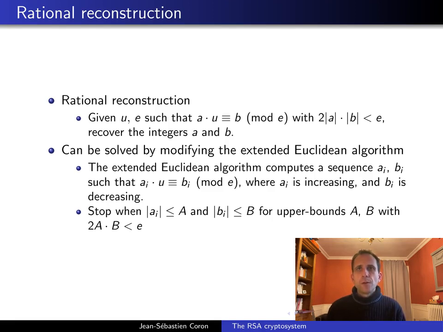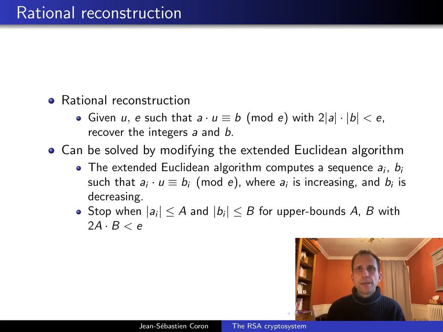The problem is the following. Given some integers u and e, such that a times u is congruent to b modulo e, we want to recover the two integers a and b, assuming that a and b are small. That is, we have this bound: 2 times the absolute value of a times the absolute value of b is less than e. So a and b are much smaller than e, and the sum of the sizes of a and b is approximately the size of e. This problem can be easily solved with a modification of the extended Euclidean algorithm.